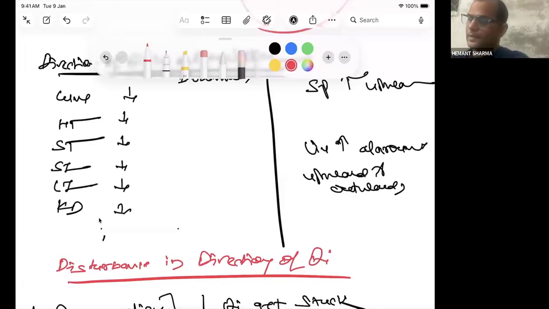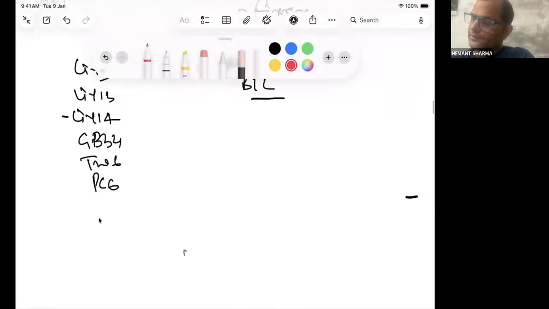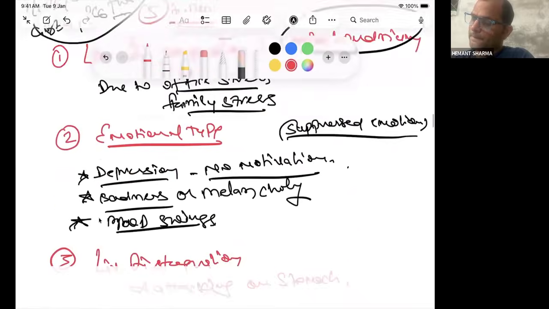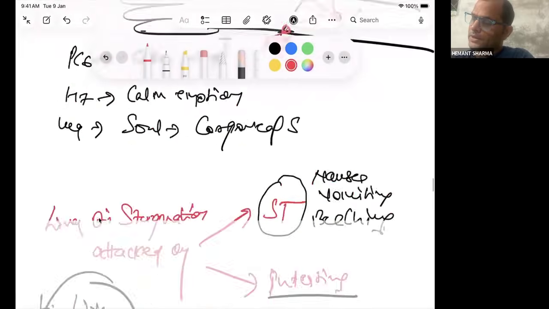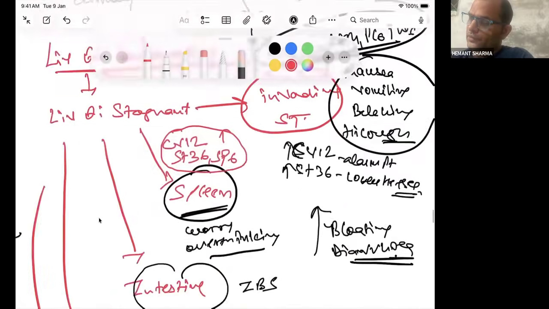If any yin organ is having a problem, we can treat liver 13. In the same way, CV12, conception vessel 12, is the influential point of all yang organs. CV12 is the influential point of all yang organs.